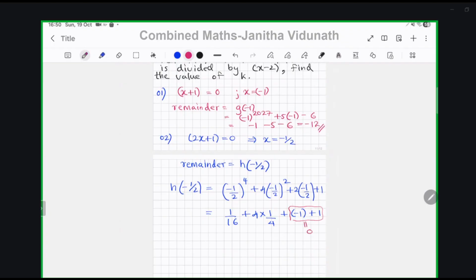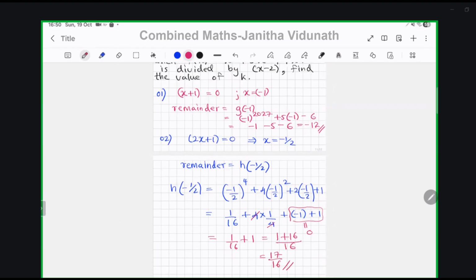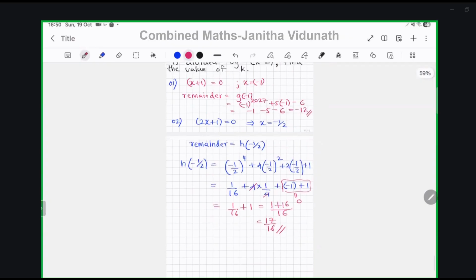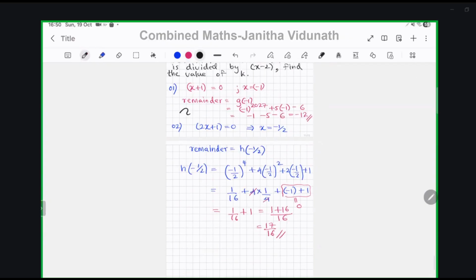That means our final answer will be equal to 1 over 16 plus 1, where the 4 is cancelled out with this 4 and gives 1. That means, with denominator 16, on the numerator we get 1 plus 16. That means the final answer would be equal to 17 over 16. Okay, this is the answer for the second question.